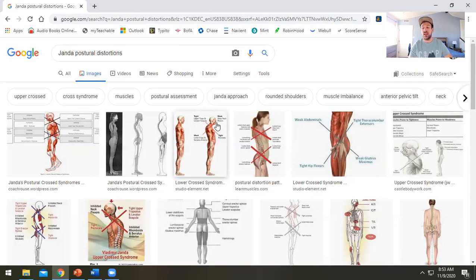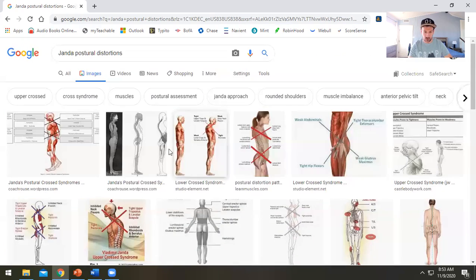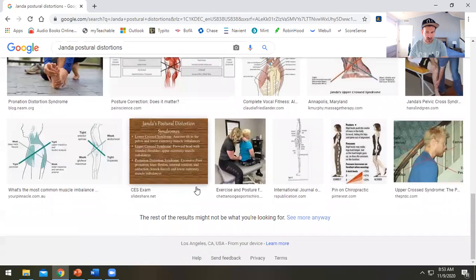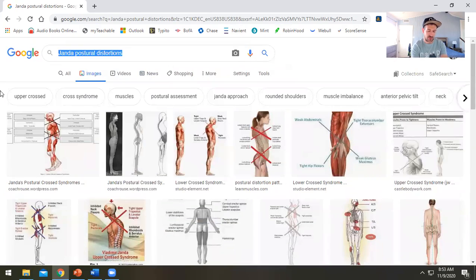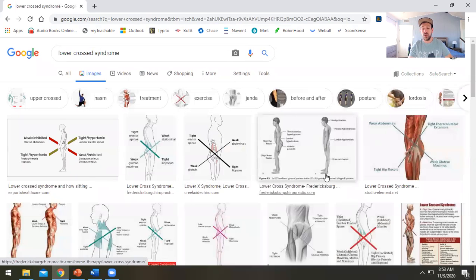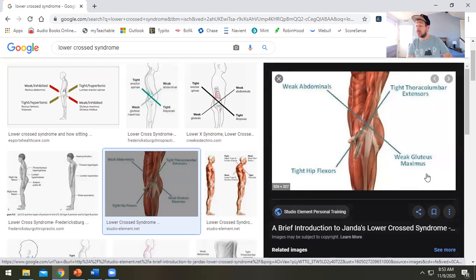And so what you're going to see is that the 3 most common are going to be what's called lower crossed syndrome, which I'm actually not getting a great picture of here. Let's see here. We'll just look that one up separately. Lower crossed syndrome. And this is where, yeah, there we go. I want the X. You can see weak muscles in the abdominals in the front and weak muscles in the glutes in the back, right?